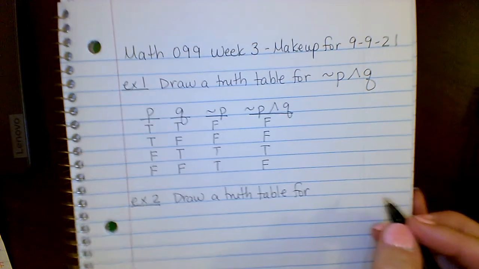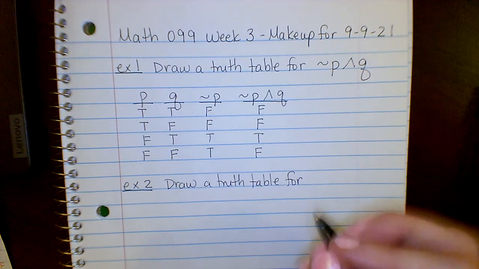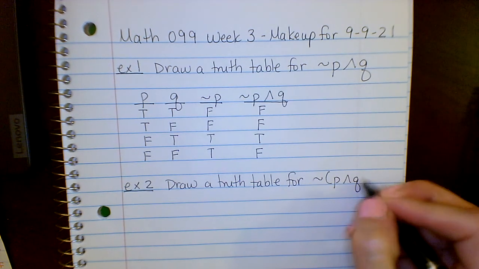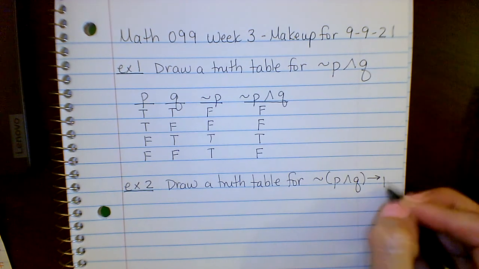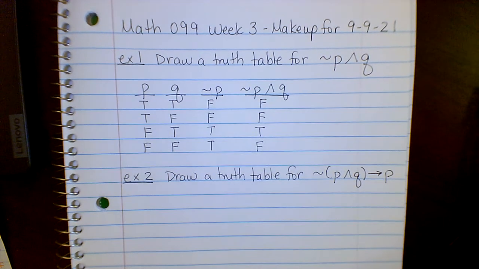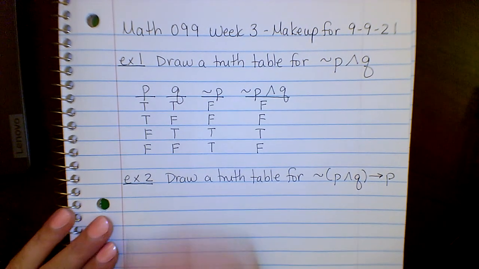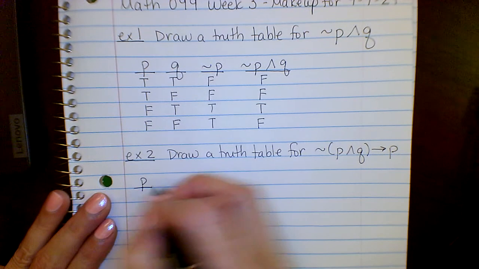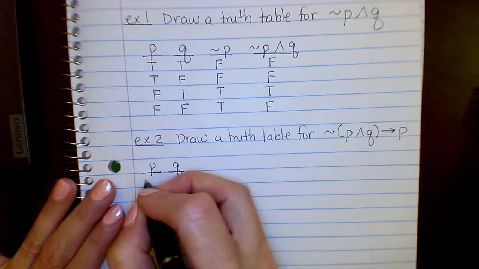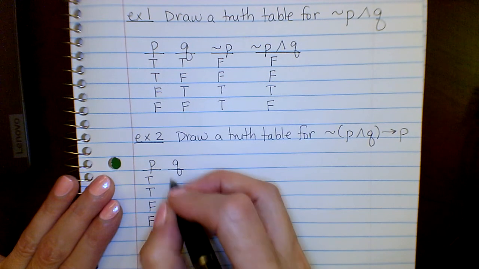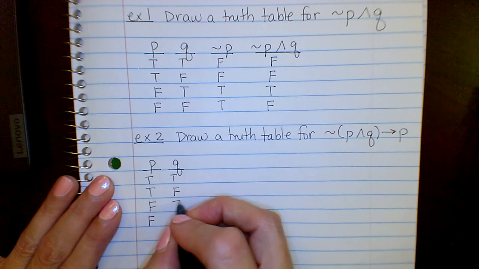This time, let's do a conditional statement. So let's do not P and Q implies P. There's going to be some steps getting up to this one, okay? So we're going to start with P and Q, obviously. So true, true, false, false, true, false, true, false.